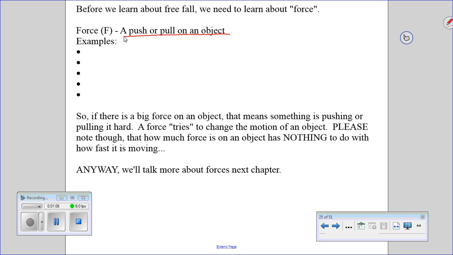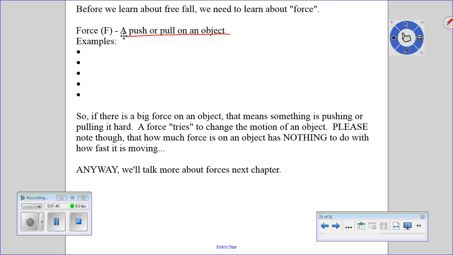Basically, what we'll learn is that the goal of a force, sort of what a force is trying to do, is to change the motion of an object in some way. In general, a force will try to make an object speed up or slow down or turn. How quickly it does that depends on other forces and the mass of the object, and a bunch of other stuff. Anyway, we're going to talk more about forces next chapter. Before I move on, let me talk about a couple examples of forces.